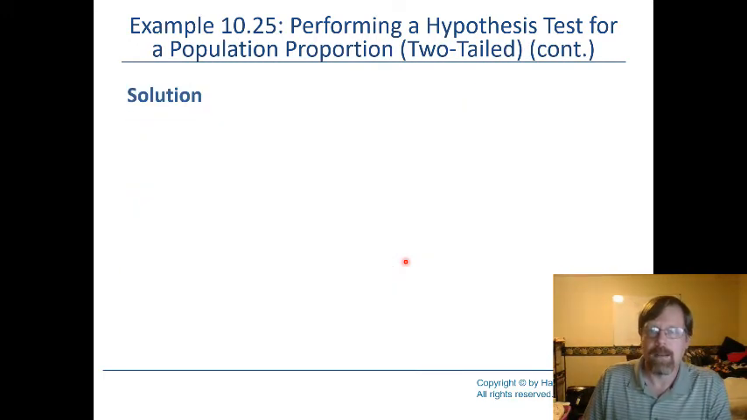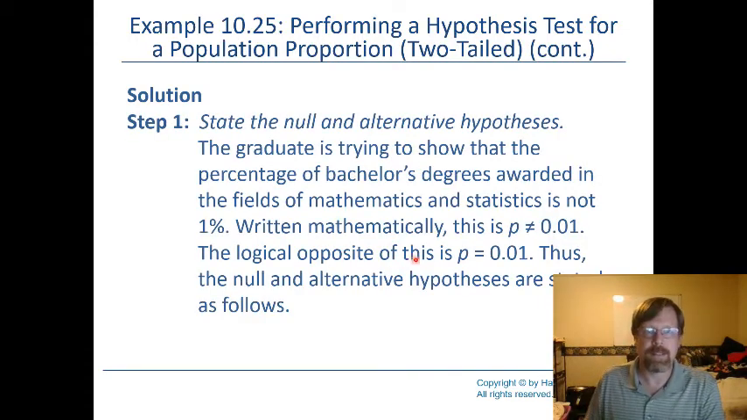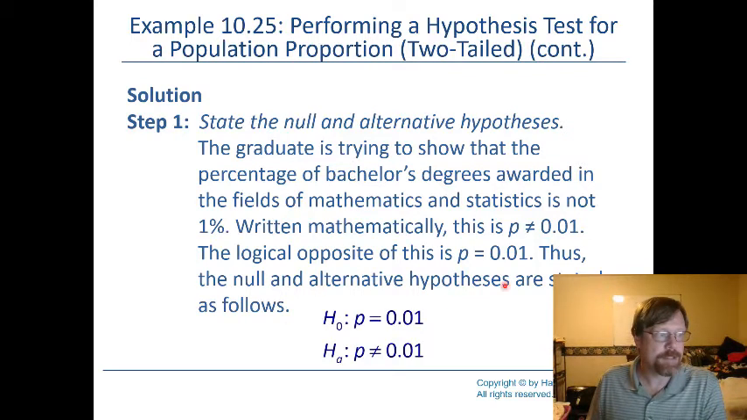All right, so let's start with the null and alternative hypotheses. She doesn't know if it's larger or smaller than 1%. She just doesn't believe 1% is right. So the research hypothesis is that the proportion is not equal to 1%. The logical opposite is that the proportion is equal to 1%. So we can state those thus.